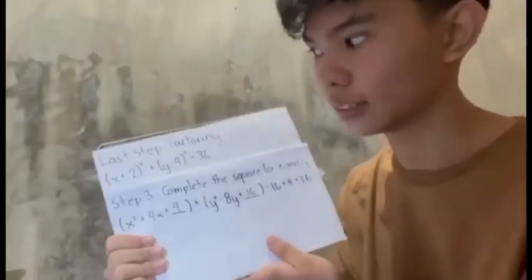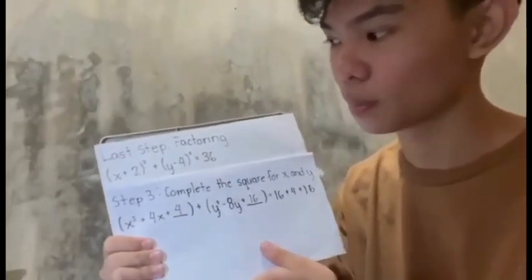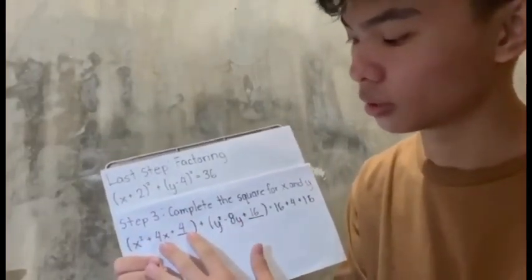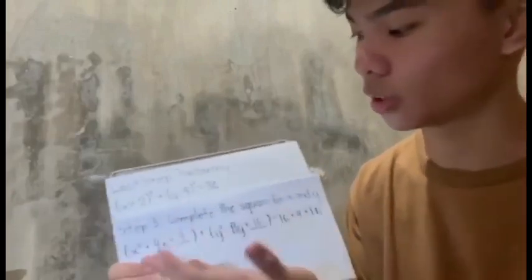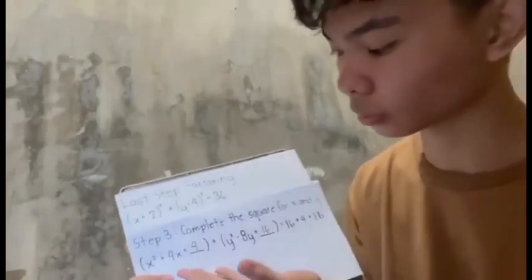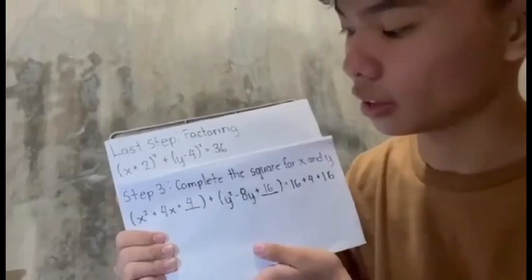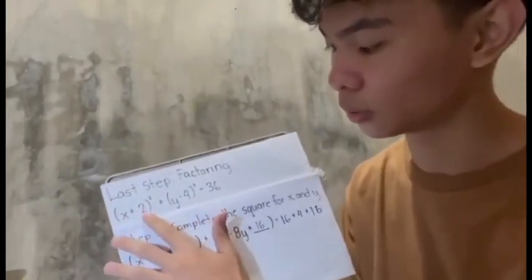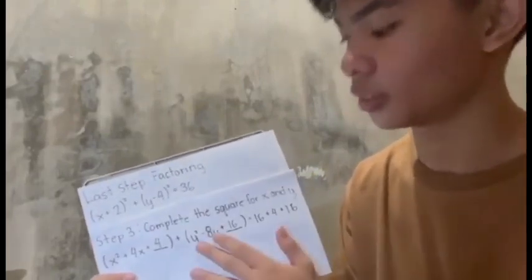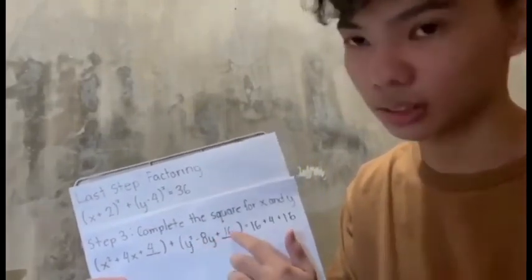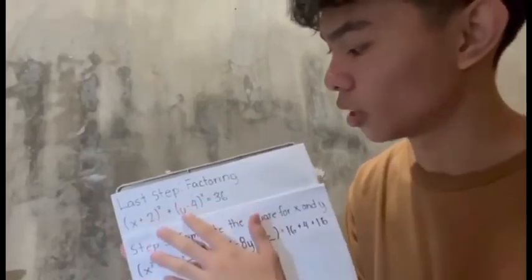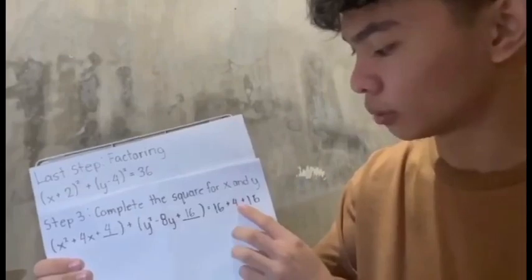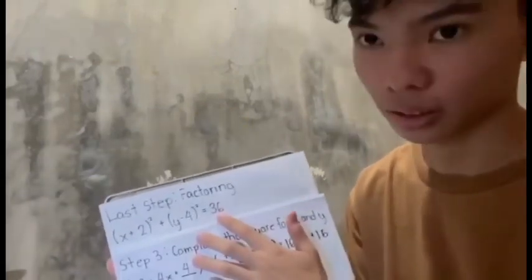And for our last step, factoring. We are going to factor the expressions we got at step 3. The factor of x squared plus 4x plus 4 is (x plus 2) squared. And the factor of y squared minus 8y plus 16 is (y minus 4) squared. And 16 plus 4 plus 16 is 36.